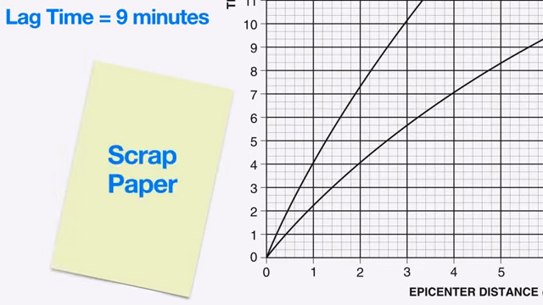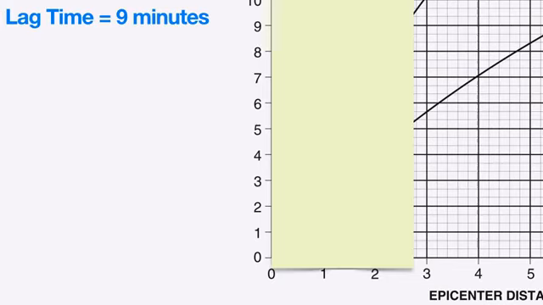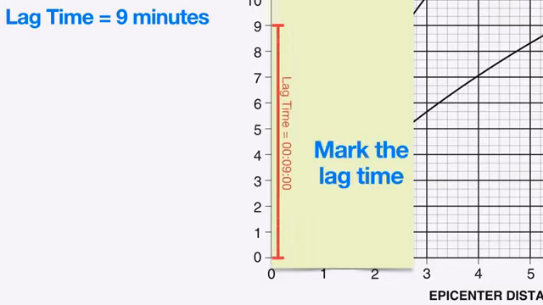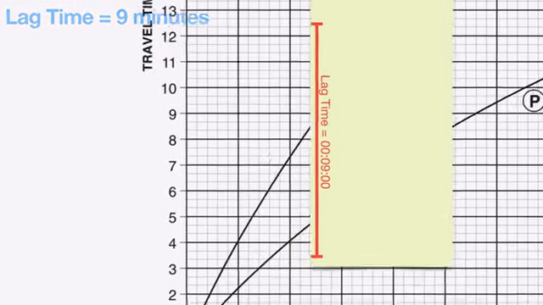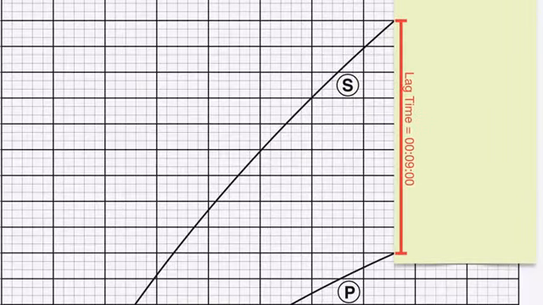We're going to grab a piece of scrap paper and we're going to line it up with the vertical axis on the chart. And we're going to go ahead and mark off whatever our lag time is. In this example, our lag time is 9 minutes. And so you'll see I'll mark that 9 minutes right on the edge of the scrap paper. Now I'm going to wedge it in between the two curves until it fits perfectly.